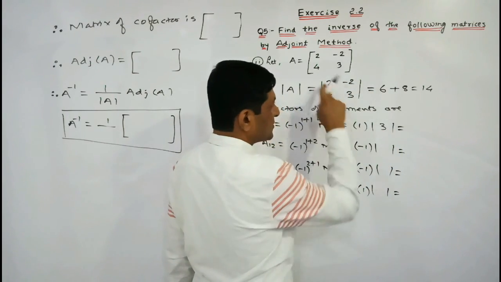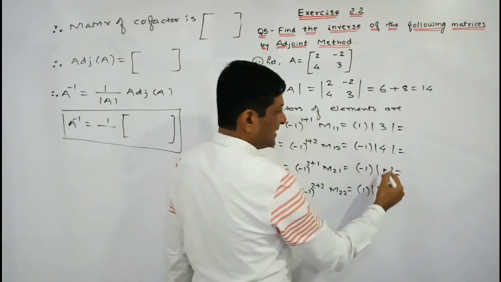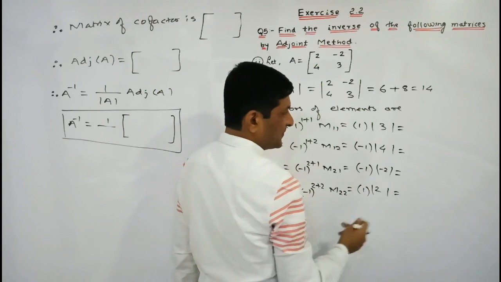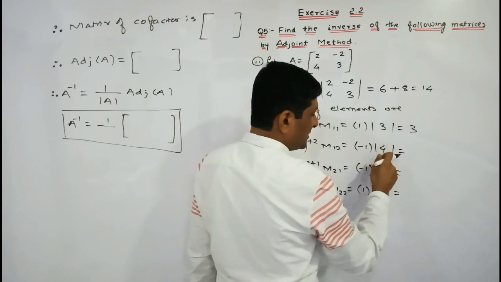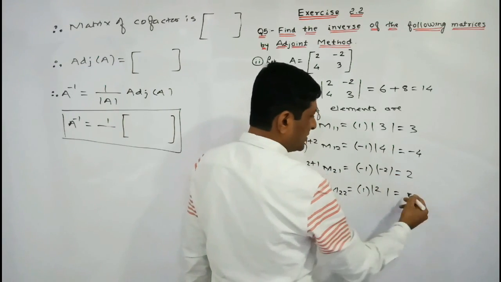Now delete first row, second column, we will get 4. Delete second row, first column, we will get here -2. Delete second row, second column, so here we will get 2. So 3 into 1 will be equal to 3. 4 into -1 is -4. -2 into -1 is +2, and 2 into 1 is 2.